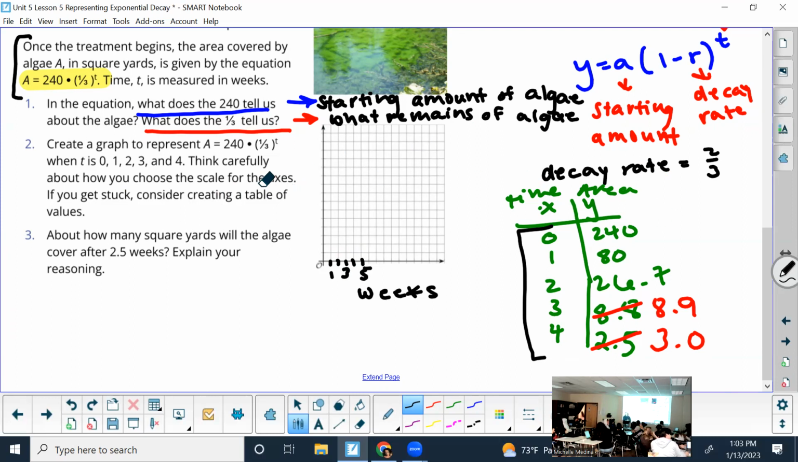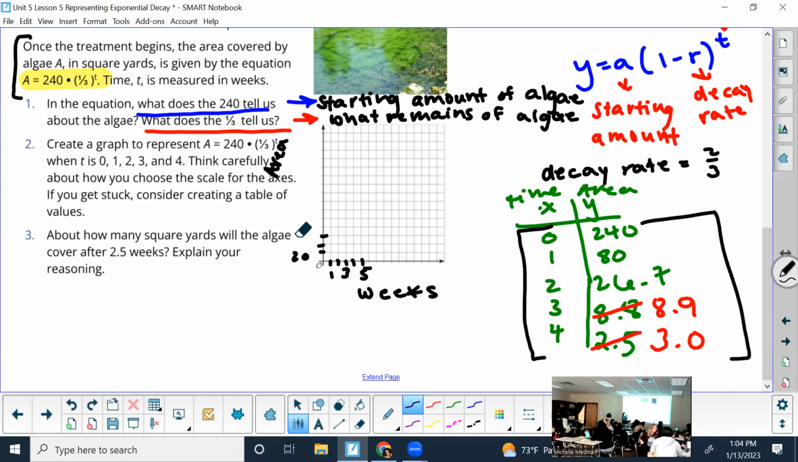The y-axis represents what in the problem? Table 1. What does the y-axis represent? The area of the algae. And these are my numbers for the y. Since my biggest number is 240 and my smallest is 3, what should I probably count by? You did it by 20s, 15, might work, I don't know. 20s, I know for sure work.